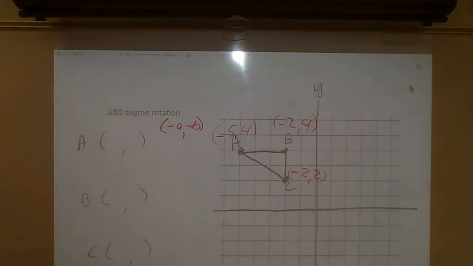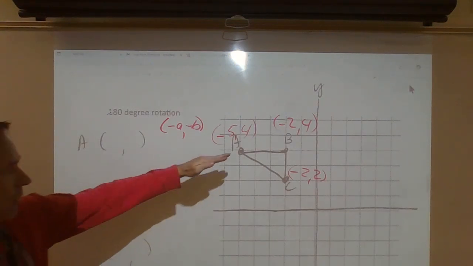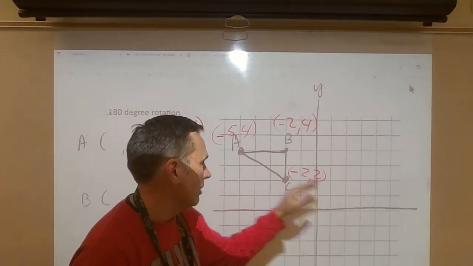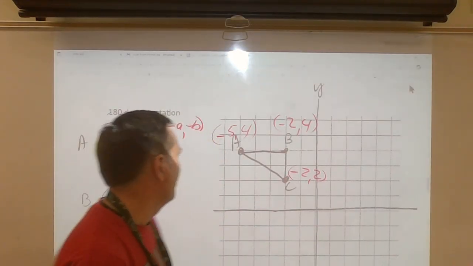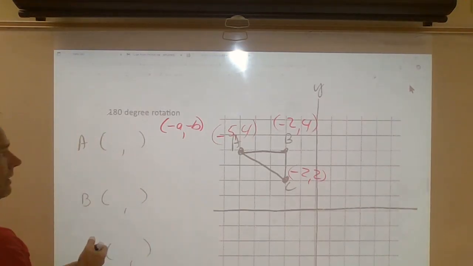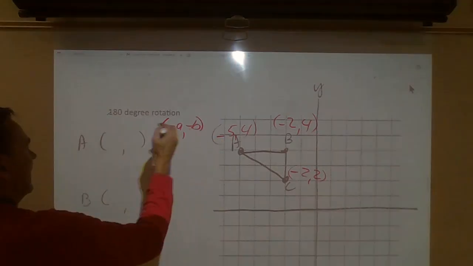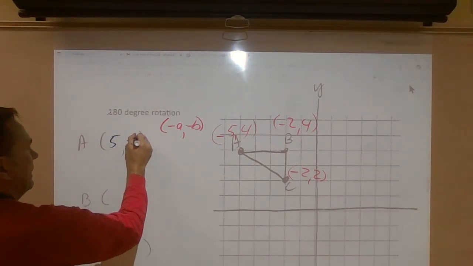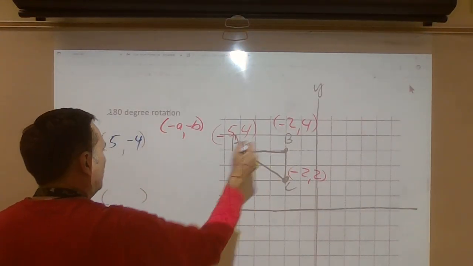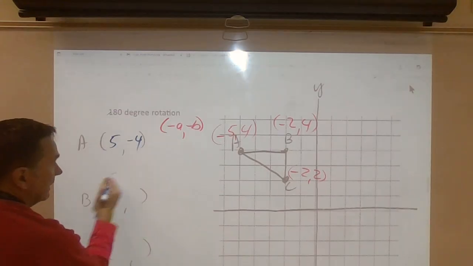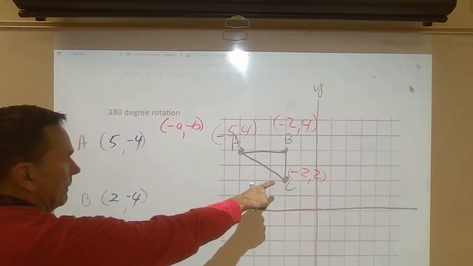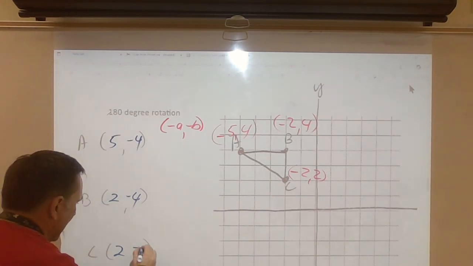If this is rotating 180 degrees and going counterclockwise, we are now going to be in quadrant 4, down here. Following our rule, point A, instead of negative 5, will be positive 5, and it'll be a negative 4. Point B, positive 2, negative 4. And then finally, positive 2, negative 2.